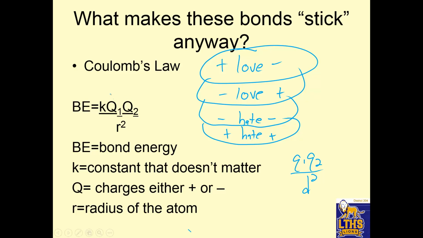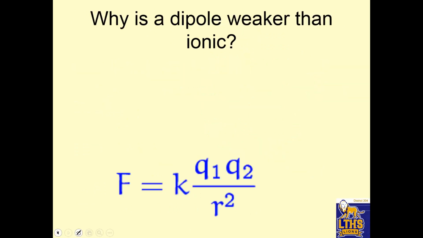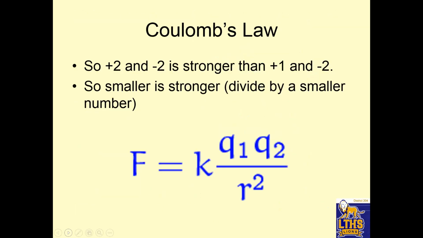So notice if they're positive and negative, that means there'll be an attraction, and my bond energy will be negative. So negative bond energy forms bonds. Again, instead of a dash, I'll make that negative bond energy forms bonds. Okay, and those are listed. So how do we use this, you ask?